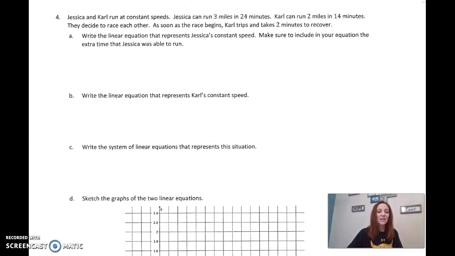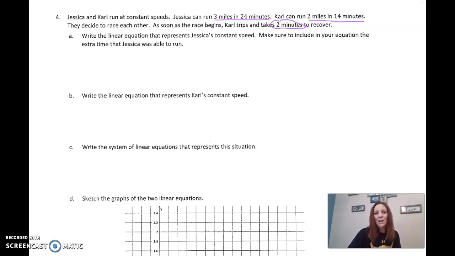So Jessica and Carl run at constant speeds. That constant, we've heard that word before. Jessica can run 3 miles in 24 minutes. Carl can run 2 miles in 14 minutes. They're going to have a race. As soon as the race begins, though, Carl trips and he lays on the ground in pain for 2 minutes.